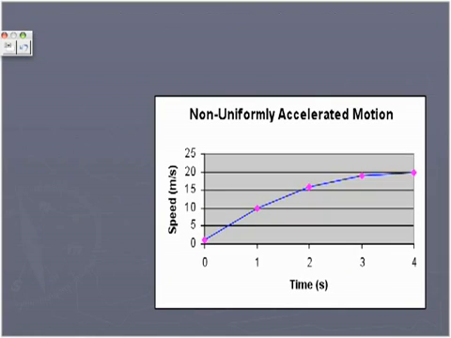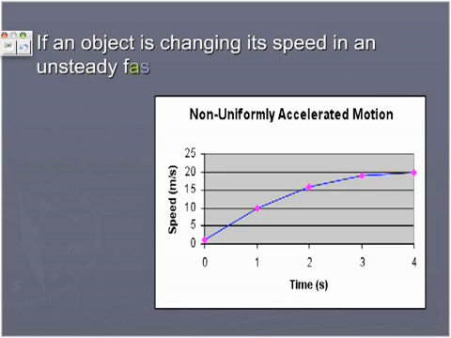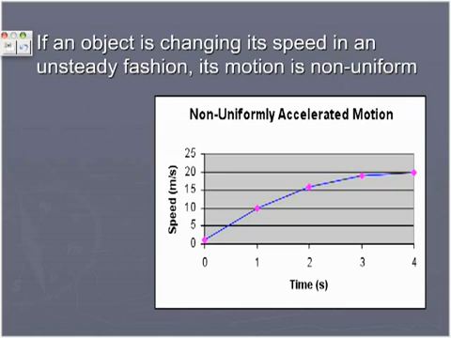So here we have non-uniformly accelerated motion. If an object is changing its speed in an unsteady fashion, its motion is non-uniform. So non-uniform, different intervals. So each interval is not consistent. So maybe for the first little bit, it might accelerate 10 meters per second. And the next one, it might accelerate maybe 7 meters per second. The next second in time, it might accelerate only 2 meters per second until it reaches its final speed.